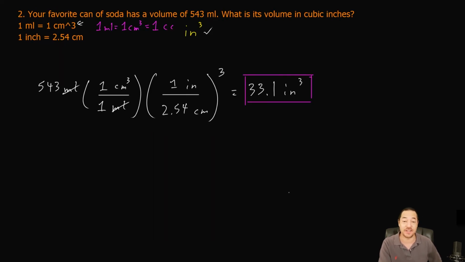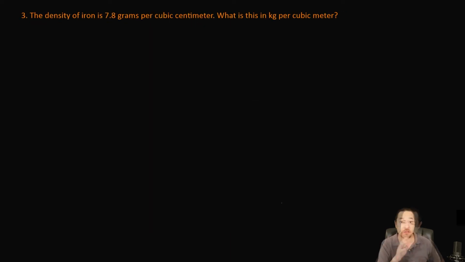Okay, there we are. That's the answer to question number 2. Let's move on to number 3. All right, question 3. The density of iron is 7.8 grams per cubic centimeter. What is this in kilograms per cubic meter? Okay, so our goal here is to get it in kilograms per cubic meter. That's our target. And what do we start with? We start with 7.8 grams per cubic centimeter.